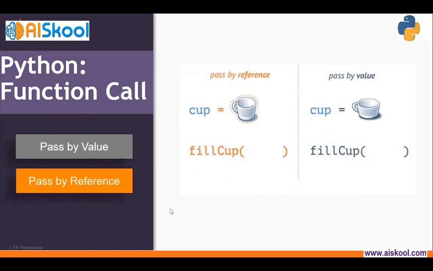Well, when a parameter is passed by reference, the caller and the callee use the same variable for the parameter. If the callee modifies the parameter variable, the effect is visible to the caller's variable. But when a parameter is passed by value, the caller and callee have two independent variables with the same value. If the callee modifies the parameter variable, the effect is not visible to the caller.